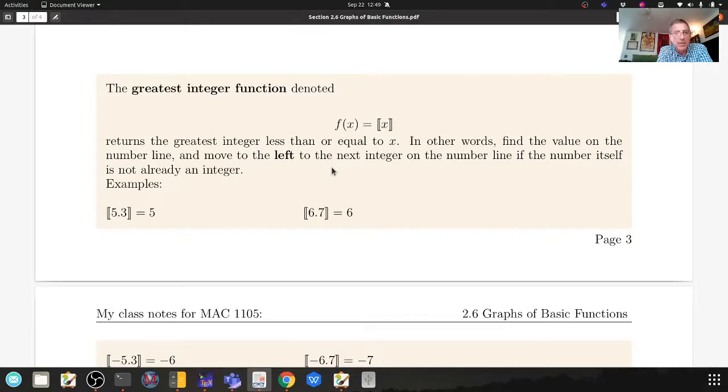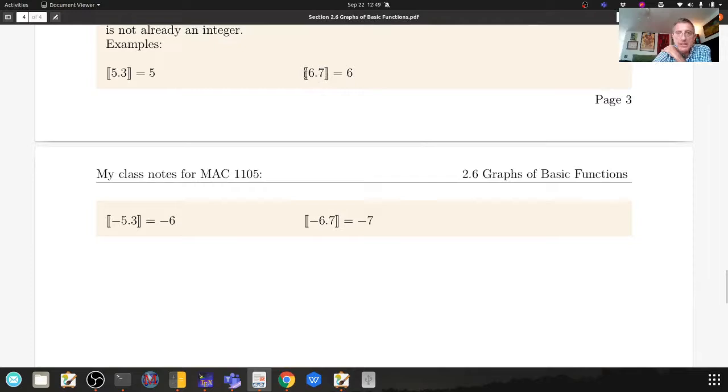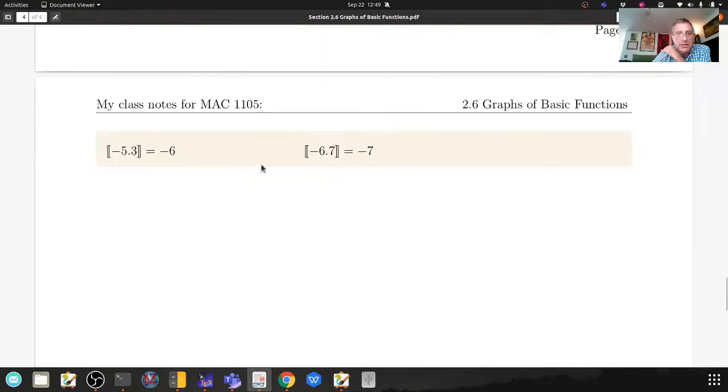So 5.3 is 5. Why? Because 5 is less than or equal to 5.3. 6.7 is 6. Why? 6 is less than 6.7. Minus 5.3 is minus 6, because minus 6 is less than minus 5.3, and minus 6 is an integer. And minus 6.7 is equal to minus 7.